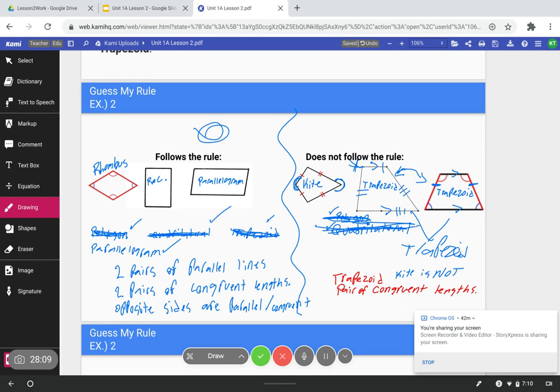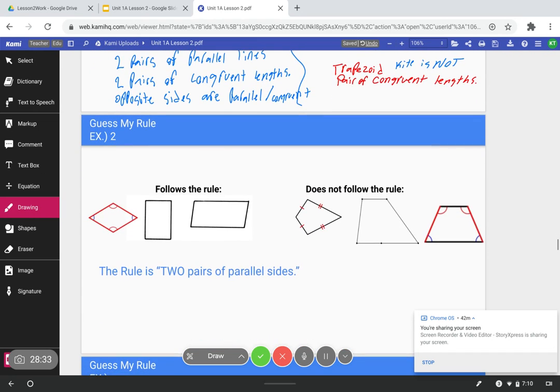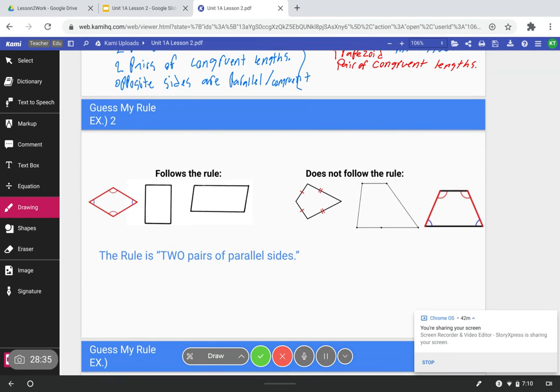What these shapes over here have that these don't are that they're parallelograms. They have 2 pairs of parallel lines, 2 pairs of congruent lengths. Opposite sides are parallel and congruent. So there are lots of possible rules here. We have 1, 2, 3 possible rules. Let's see which one it is. And the final rule was, the rule is 2 pairs of parallel sides. That checks out.